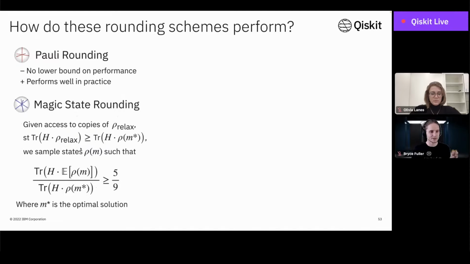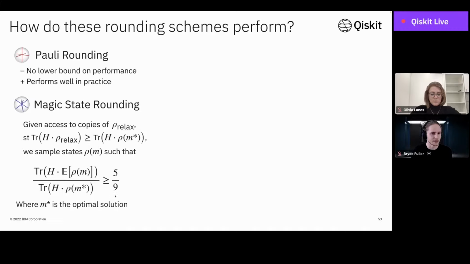So if you happen to get a relaxed solution that lies in this intermediate regime, where it exceeds the optimal solution for the hard problem, the original problem, but it's not quite the perfect relaxed solution, then you get this bound on performance that you will be within 5/9 of the optimal answer, right? And this is less than something like Goemans-Williamson. It's a classical algorithm that comes with an approximation ratio for MaxCut. I think it achieves something like 0.86.